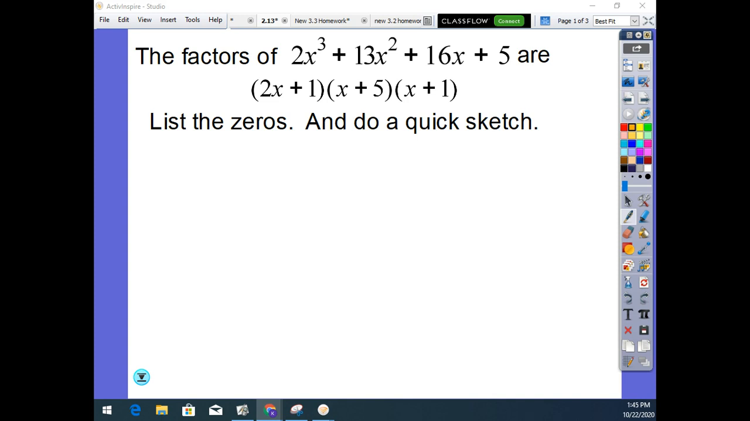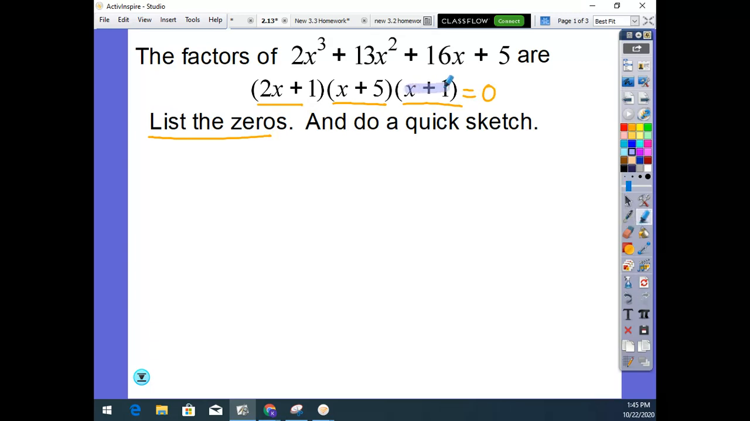Okay, we're just going to extend what we did yesterday. We're going to extend it to the sketch. So let's remember, if you have the factors, how do we list the zeros? The zeros are the values of x that make the equation equal 0. Let's start with an easy one.